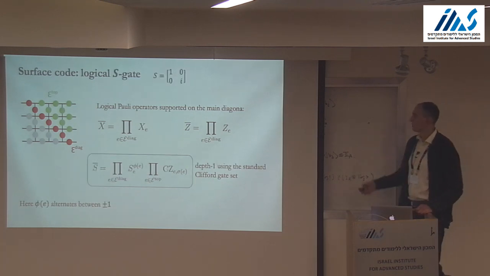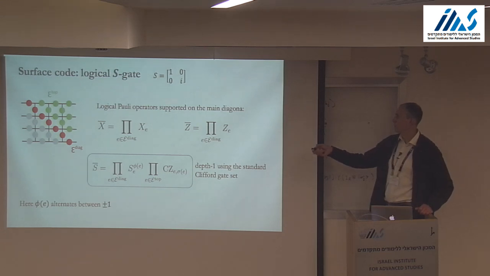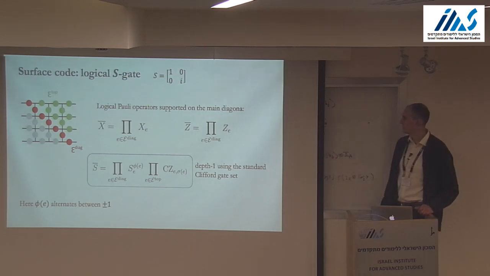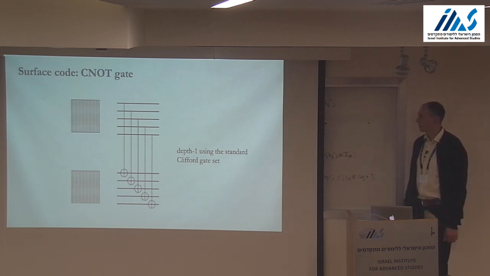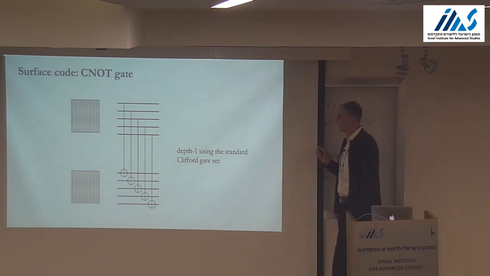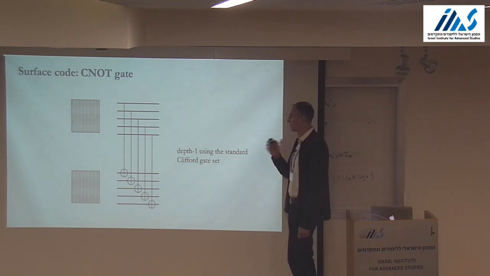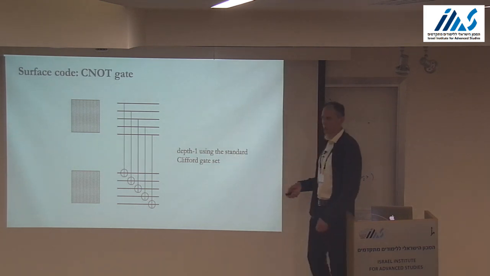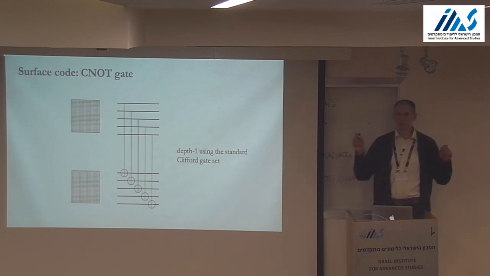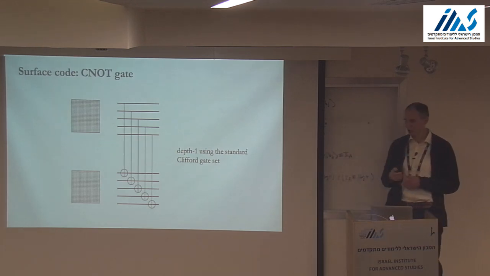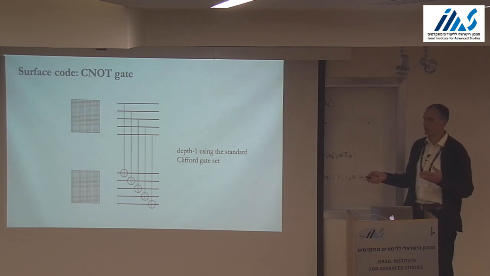And there is a similar protected implementation of the phase gate. And in fact, it only requires depth 1. And again, for the logical CNOT gate, we take 2 logical qubits, each encoded by a surface code, and then we apply a physical CNOT gate for each respective pair of physical qubits. And one can check that this circuit implements a logical CNOT gate.